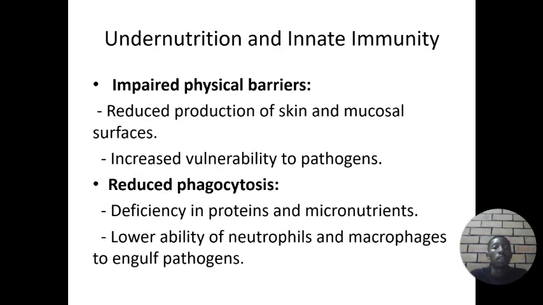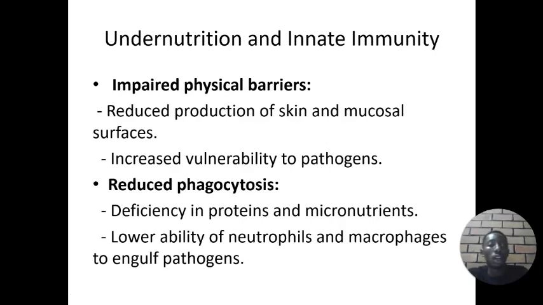I'm going to explain how malnutrition affects immune function. The first thing, I'm going to tell you about undernutrition and innate immunity. Immunity has two branches: innate immunity and adaptive immunity. I'm going to first use innate immunity, the natural immunity or protection of the body.